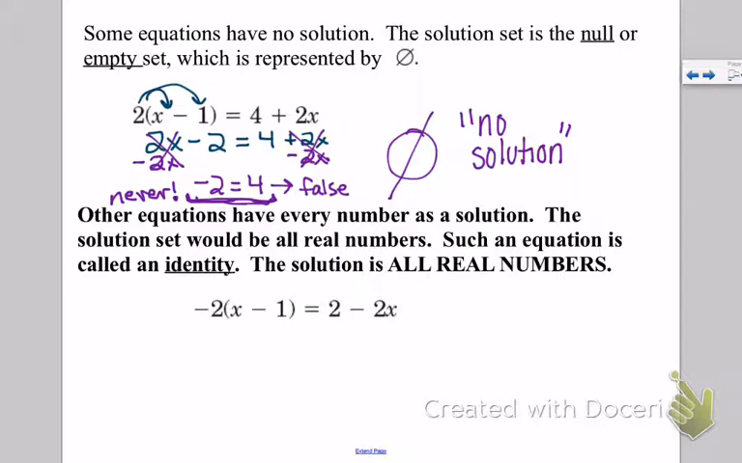Right, and then we have the opposite case, where sometimes every number is a solution. So the set is going to be all real numbers. So let's go ahead and start this problem by distributing. -2 times x is -2x. -2 times -1 is +2.